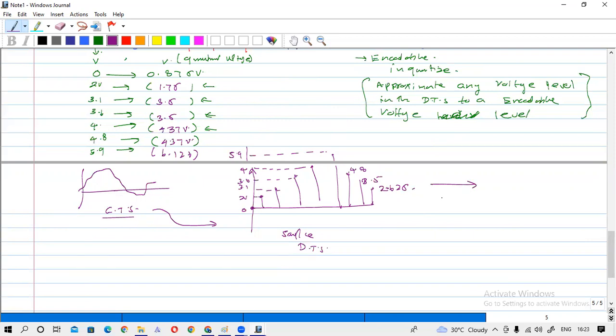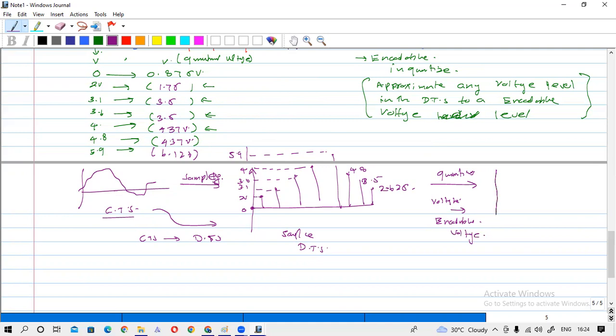Then we have to quantize this. So here we are doing the sampling. So what are we doing in sampling? We are changing this continuous time signal into a discrete time signal. So this is the sample. Then we are doing the quantizing. In quantizing, what are we doing? We have some voltage levels. We have to convert them into the encodable voltage level.